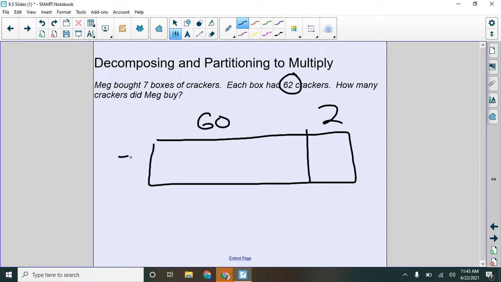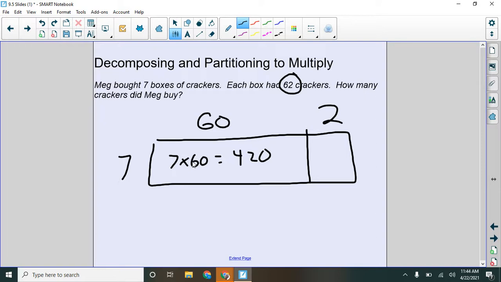Times 7. Okay, and so in this box, what's going to go here? 7 times 60. What is 7 times 60? It is 420. If you didn't get 420, that probably means that you aren't sure about 7 times 6. Okay, so that's one to practice.